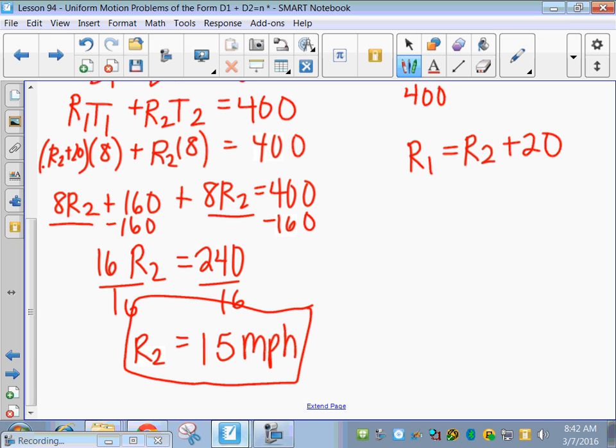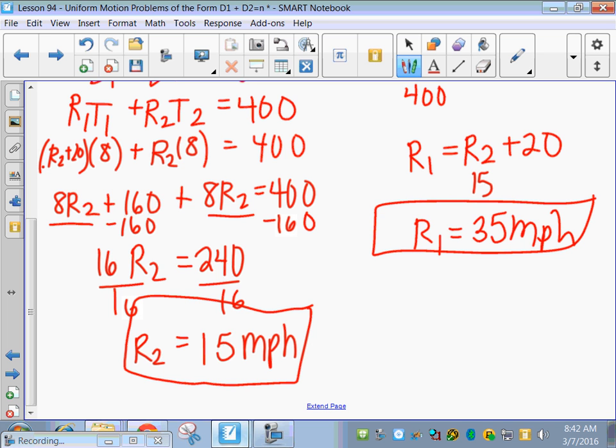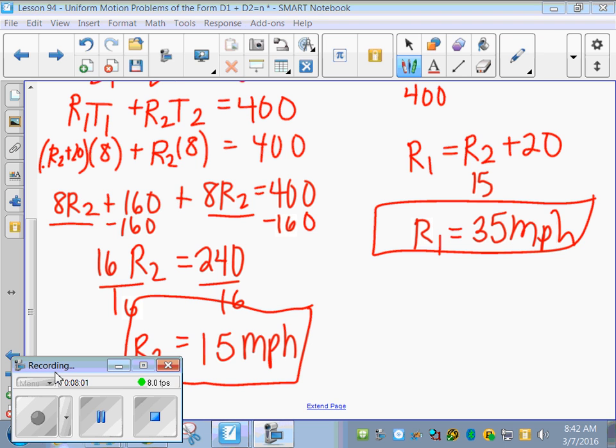It did say find the rate of both, so we need to go back up here, plug 15 in for R2. So what's the rate of R1? Good, 35 miles per hour. Cool. Let's try one.